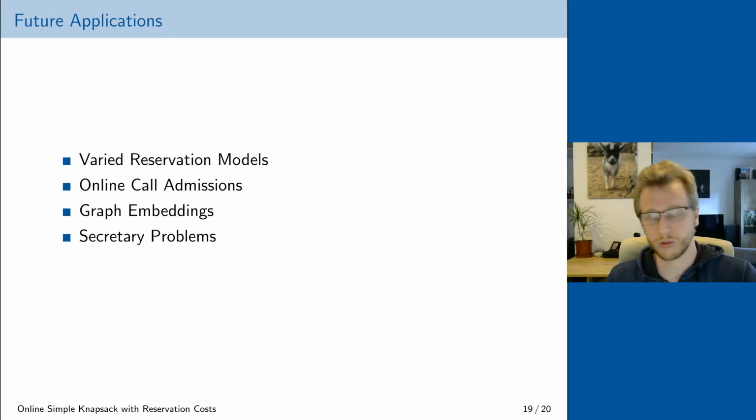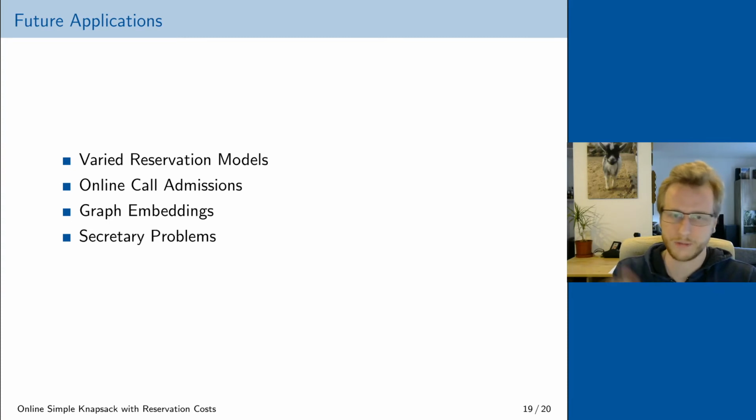And of course, you could also look at other problems with the model that we have presented in this talk. For example, online call admissions or graph embedding problems, which are both very similar in that you have a host graph and want to embed other graphs into this host graph. And you could delay the decision on where to embed them by paying some cost that you could set up arbitrarily. And you could, of course, also look at secretary problems and reserve secretaries. But of course, at this point, you should probably limit the number of reservations that you're able to do.